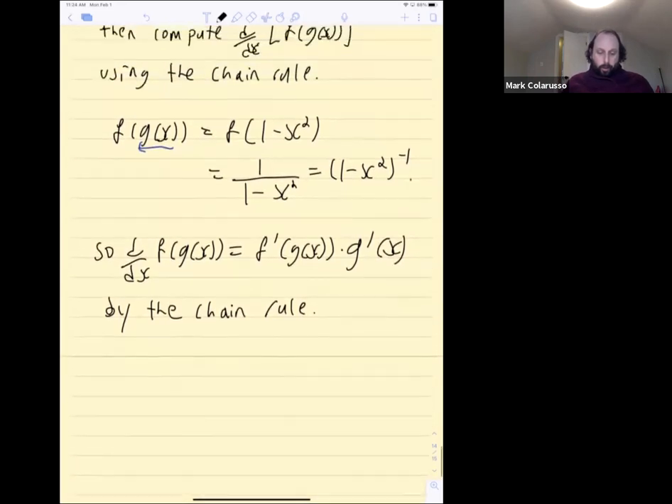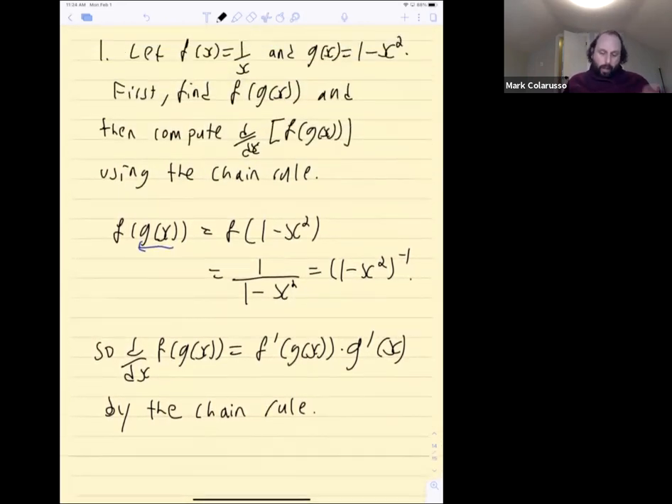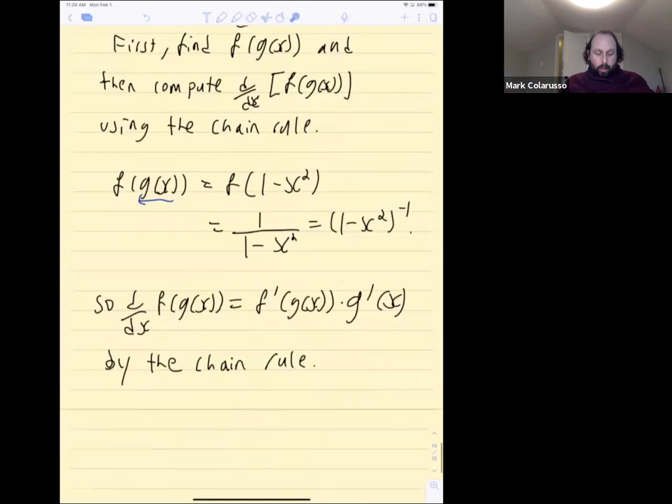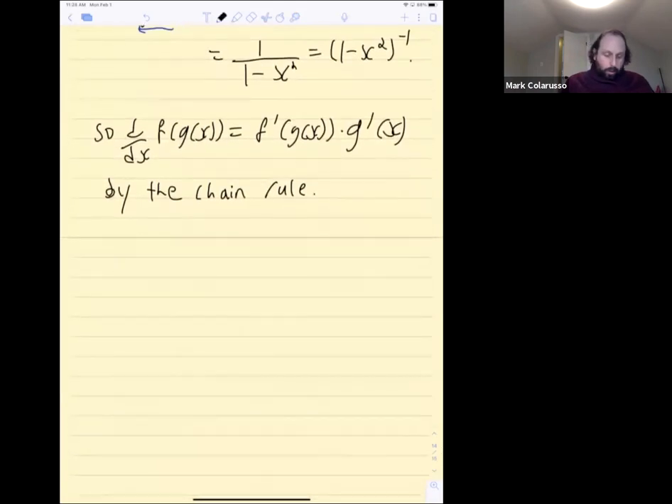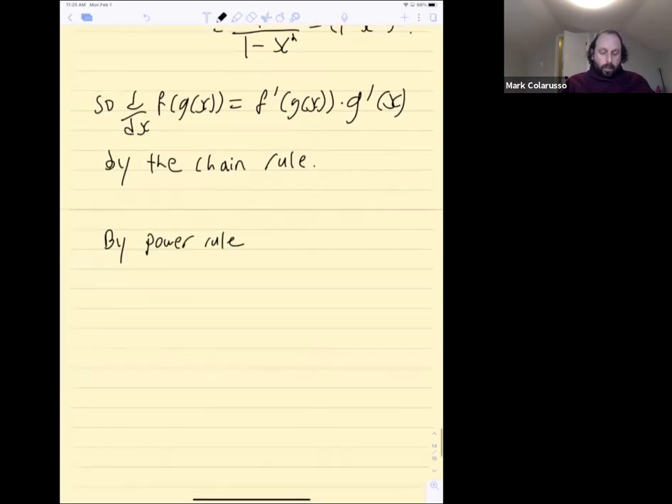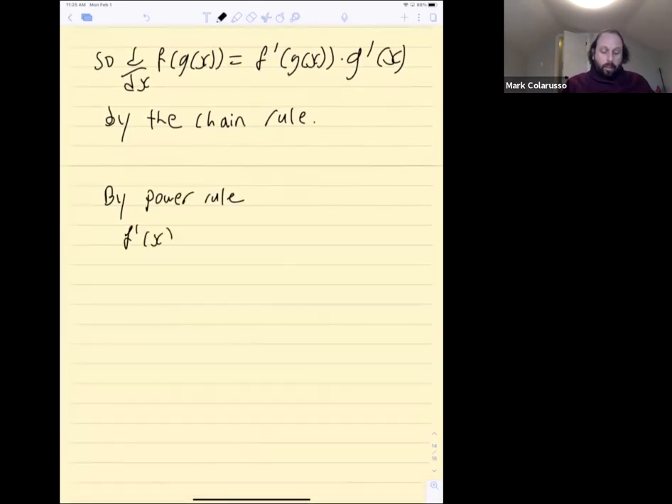Okay, so we have f and g. We don't have to go through this process of decomposing now because they gave it to us to begin with. So we have to do the derivative of f, evaluate that at g, and then take the derivative of g and multiply them. Okay, so by the power rule, the derivative of f, the derivative of x to the minus 1, is minus x to the minus 2. So that ain't too bad.